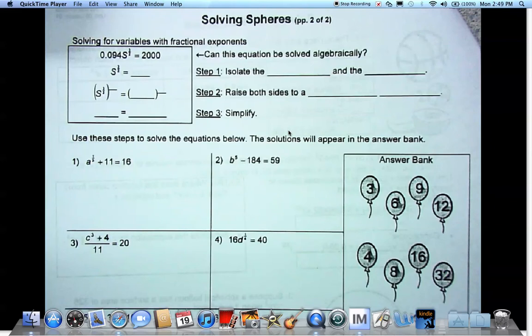2 to the what power? 2 to the what power do you think? 3. Why? What's 2 to the third? 2 times 2 times 2. 2 times 2 is 4, times 2 is 8. So this 8 is the same thing as 2 to the third. Right? Then what do you do with this part? Parentheses x plus 3. Good.